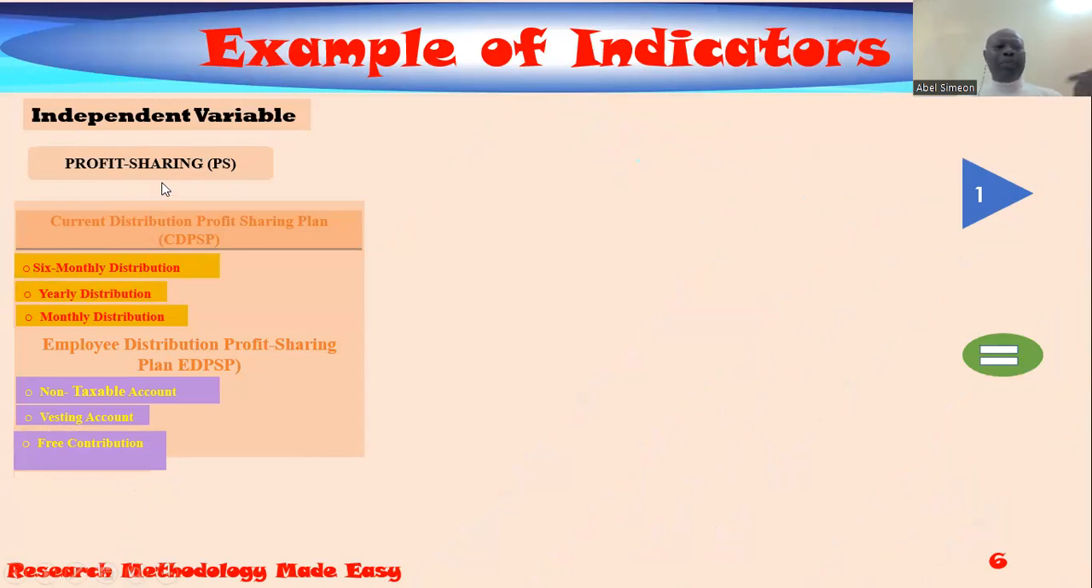Now, under the profit sharing, I decided to use the types of profit sharing to get my indicators. Here, one of the types of profit sharing is the current distribution profit sharing plan. So that is an indicator of profit sharing. Now, what do I do again? I now look out for the indicators of the current distribution profit sharing plan.